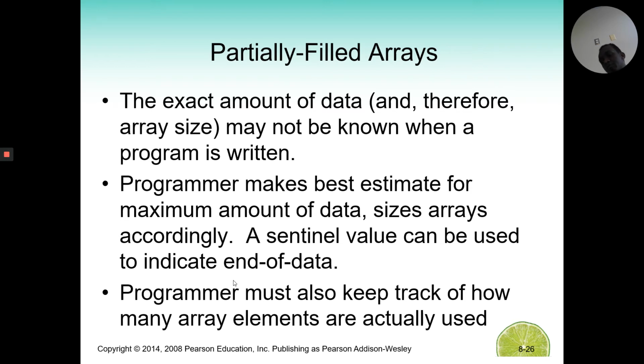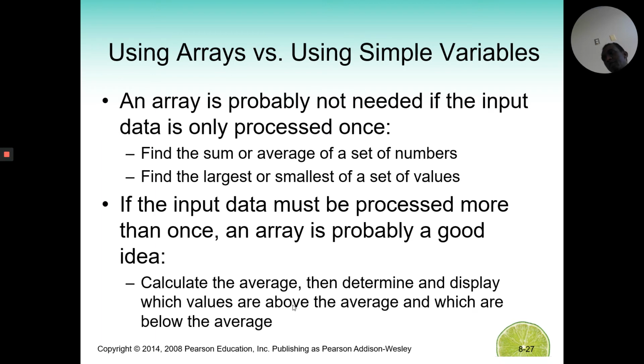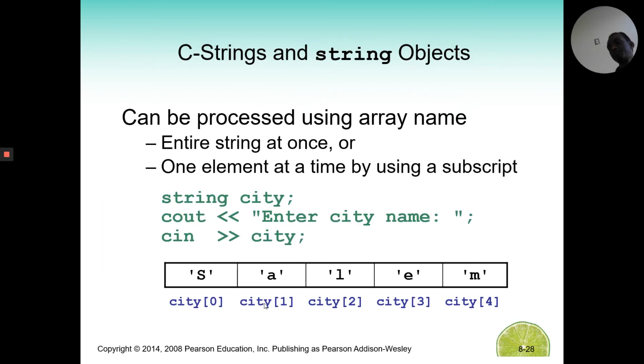A program must also keep track of how many array elements are actually used. So, using arrays versus using simple variables: an array is probably not needed if the input data is only processed once, for example to find the sum or average of a set of numbers, or to find the largest or smallest of a set of values. If the input data must be processed more than once, an array is probably a good idea. For example, calculate the average, then determine and display which values are above the average and which are below.